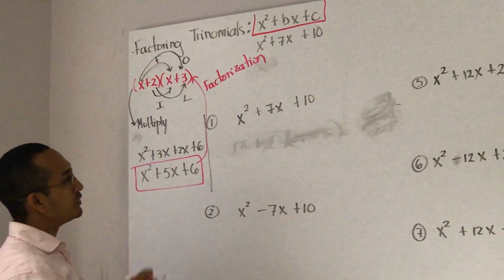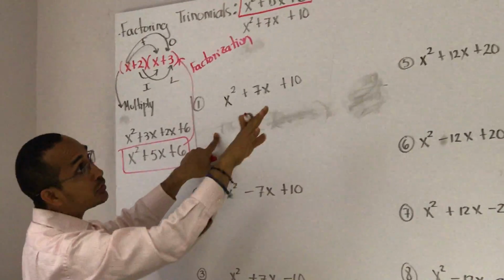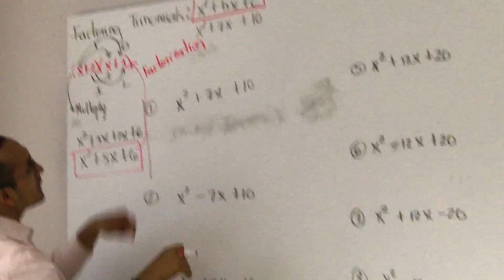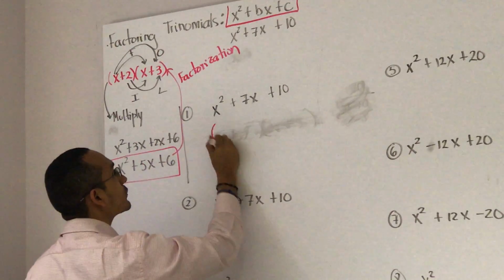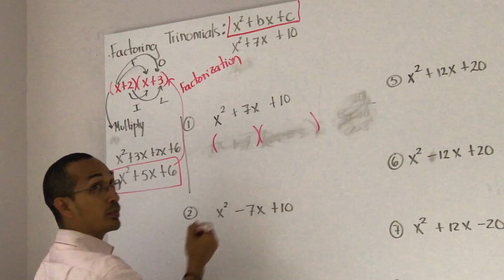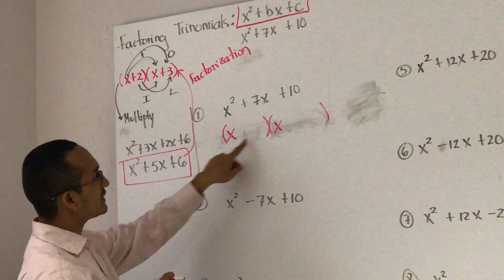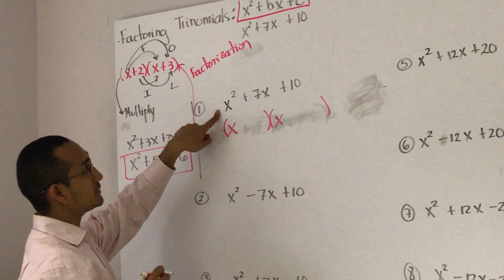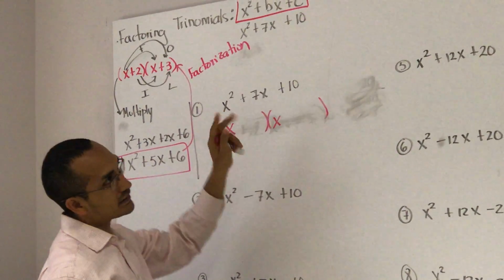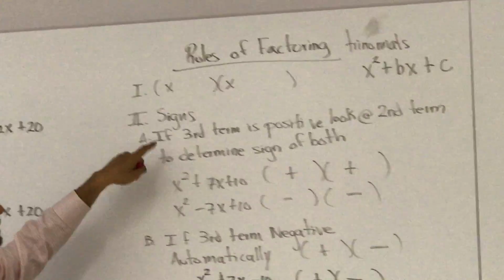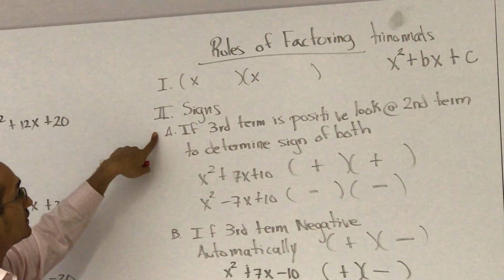Well, I'm going to do this example first, and then I'm going to introduce the rules of factoring and all this other stuff. So the first step of doing something like this is you're going to do 2 parentheses. You're going to have an x and an x, right? Because x times x gives you x squared. And then you're going to look at the signs. But let's look over here for the rules of factorization.